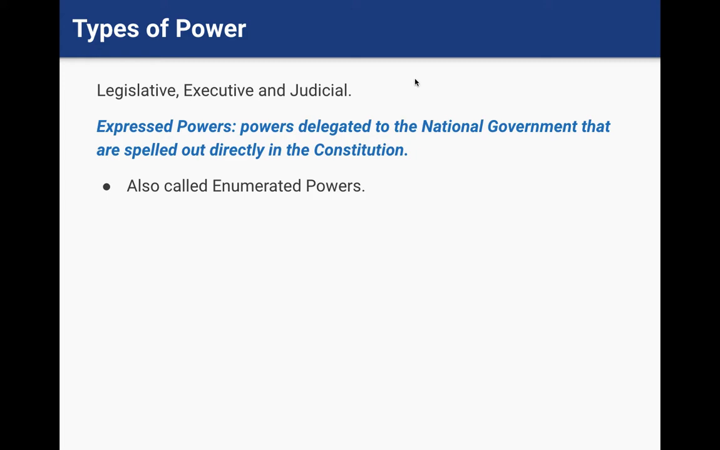And what it does is lead us to the idea of express powers in the Constitution. These are powers that are directly given to the national government, and they are spelled out directly in the Constitution. A lot of times you might hear this also called enumerated powers. For the purpose of this class, we'll talk of it just as express powers.